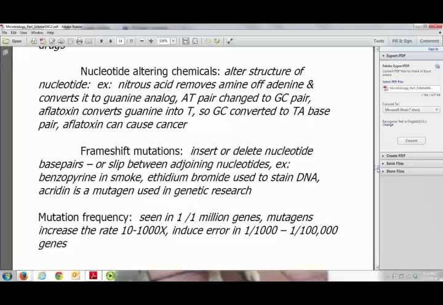So most of us are exposed to benzopyrene in smoke on occasion. With the ethidium bromide, these types of things used in the lab do have to be used in a very controlled setting where a person using these things needs to be extremely careful to avoid risk and exposure to themselves from using these types of chemicals in the lab.